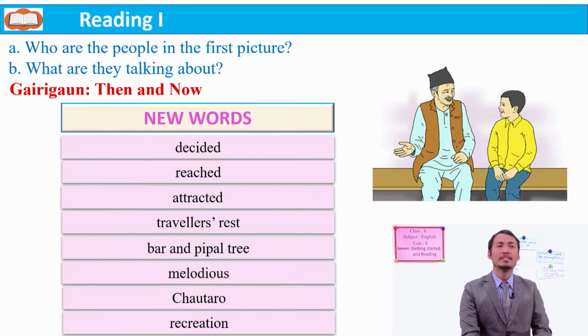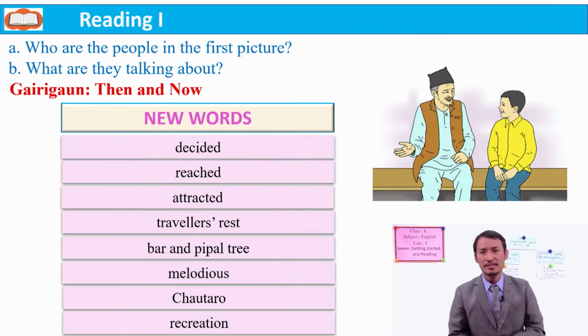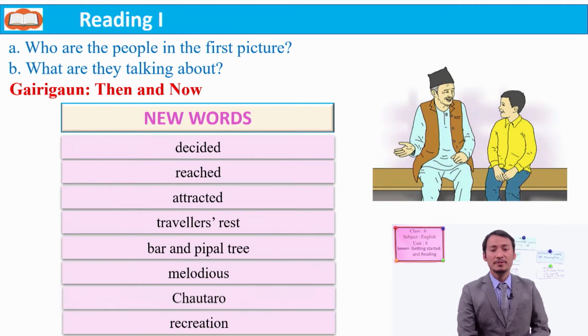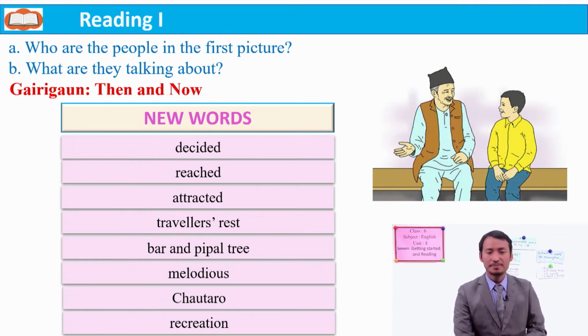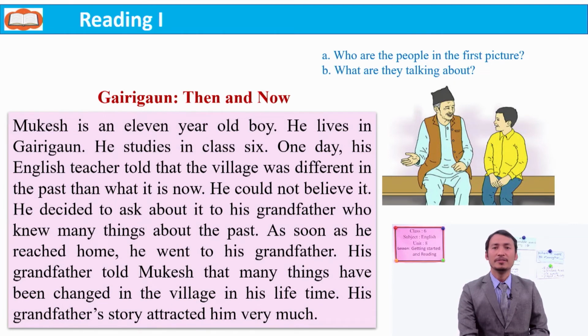Melodious means sounding nice to our ears. And Chautaro is a resting place. Recreation means to have fun and to enjoy or entertainment, get entertainment. Now let's get into the reading text. I'll read it aloud to you. You can listen to me and get some ideas.